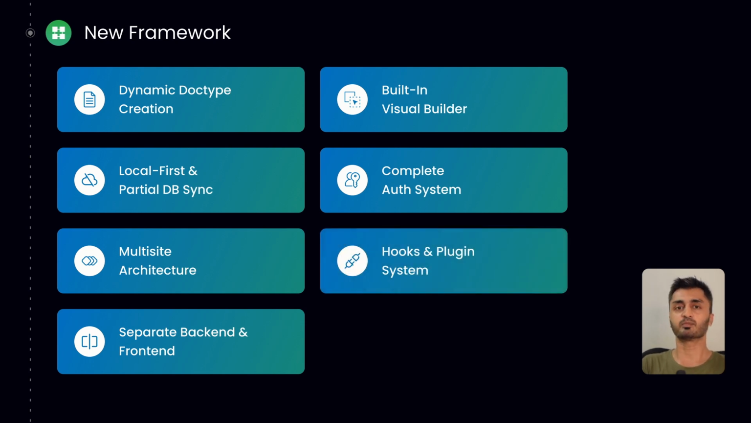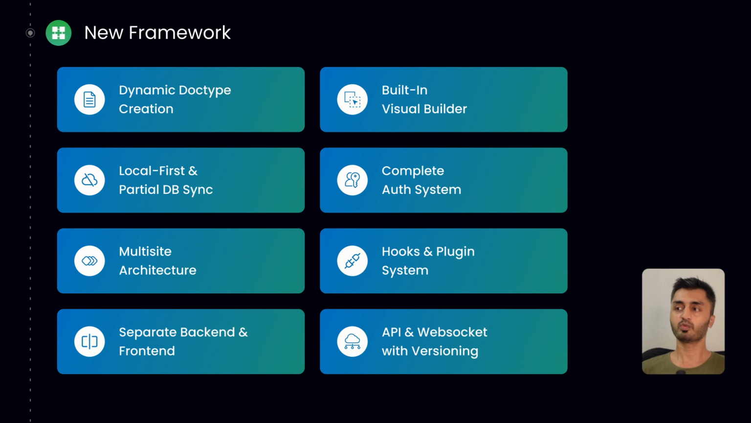Hooks and plugin system. This is a very essential feature according to me. Hooks will enable our users to alter the core according to their needs. Then the plugin system will enable them to extend the features. In fact, we will create most of the features within our framework as plugins so that the core of the framework remains ultra lightweight. Next feature is API and WebSocket with versioning. Maybe we will use OpenAPI. So the front end will be able to fetch the data from the backend using APIs. Then WebSockets will be used to push the data from the backend to the front end.